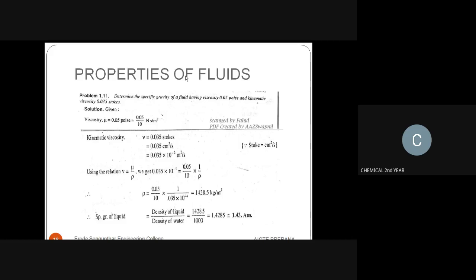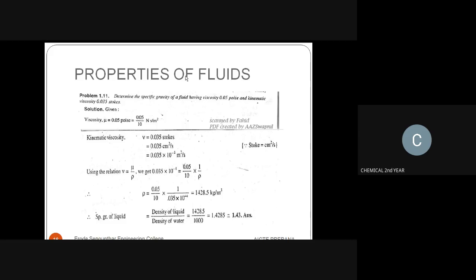So what is the kinematic viscosity given here? Kinematic viscosity is equal to 0.035 Stokes. So 0.035 centimeter square per second. 1 centimeter square per second is equal to 1 Stoke. We know that. So you convert that into meter square. So you need to multiply that by 10 to the power of minus 4. So you'll be getting kinematic viscosity is equal to 0.035 into 10 to the power of minus 4 meter square per second. So what is the formula for kinematic viscosity? We can use the relation kinematic viscosity is equal to dynamic viscosity by density.